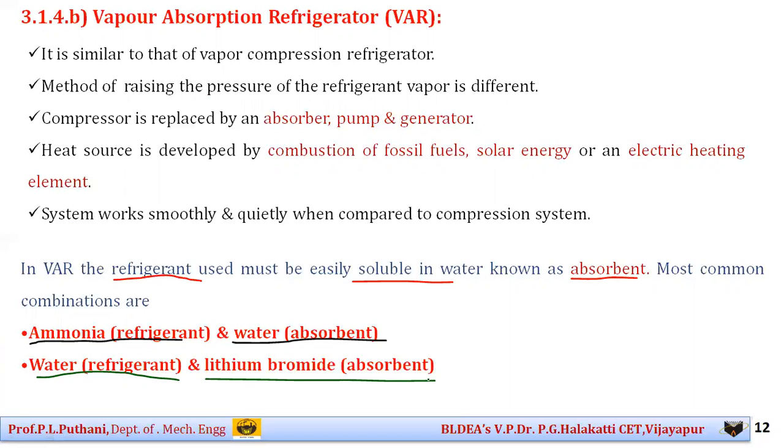In very simple words, along with the refrigerant there is a need for an absorbent. The refrigerant gets easily soluble in the absorbent, and then this absorbent is taken to the heat generator, where the pressure is raised by boiling, by the formation of vapors, and then those vapors are separated. For that purpose, along with the refrigerant, an absorbent is needed here.